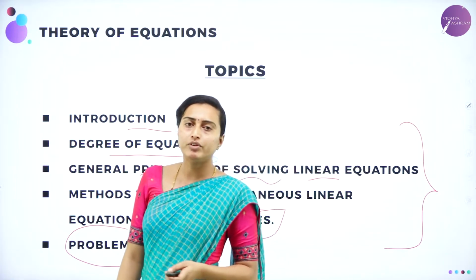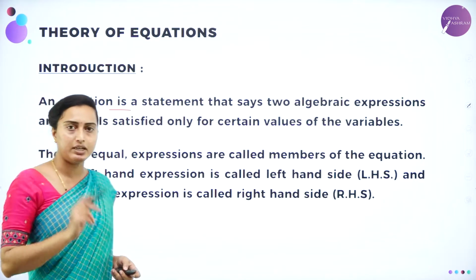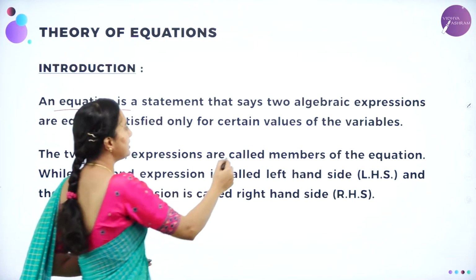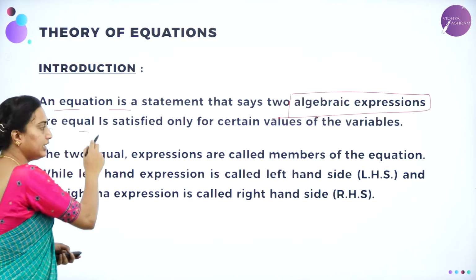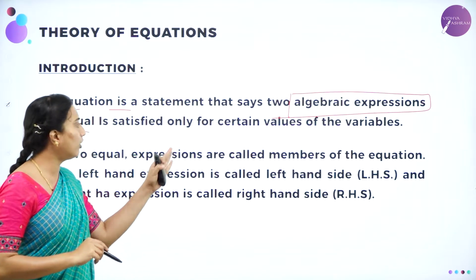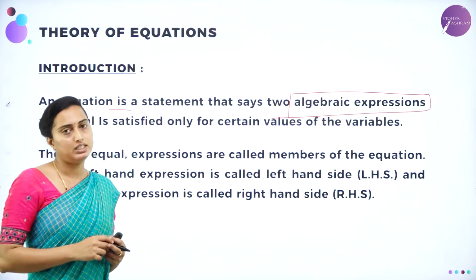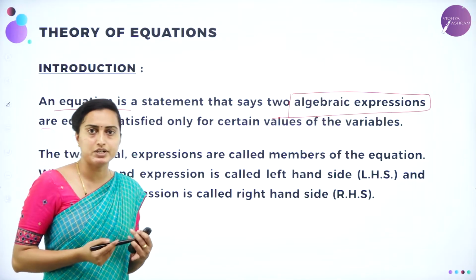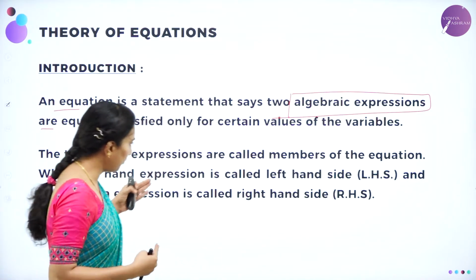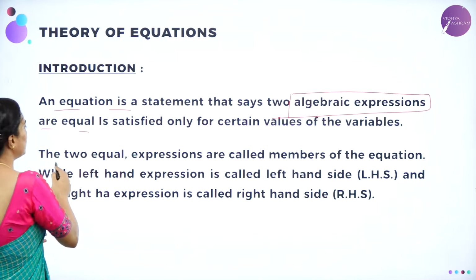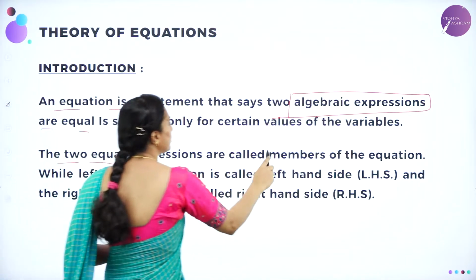Now we are moving on to what we mean by an equation. An equation is a statement that says two algebraic expressions are equal, satisfied only for certain values of the variable. That is known as an equation. You can have expressions in one variable or two variables. Further, I am going to give an example. Next, the two equal expressions are called members of the equation.